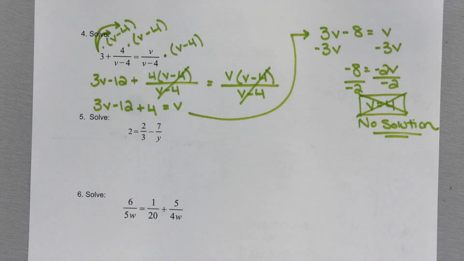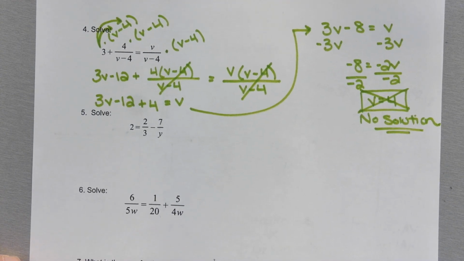But then, what did we realize? Well, if I go to plug in 4, what happens? 4 minus 4 is 0. Can we have 0 in the denominator? No, so it's a no solution situation. So that one ended up being a wee bit trickier than I had. Just a wee bit.